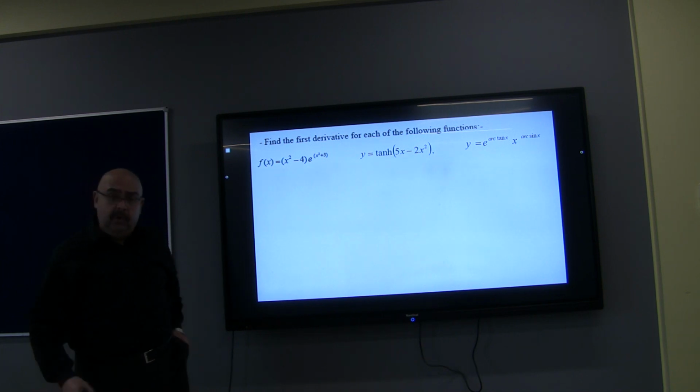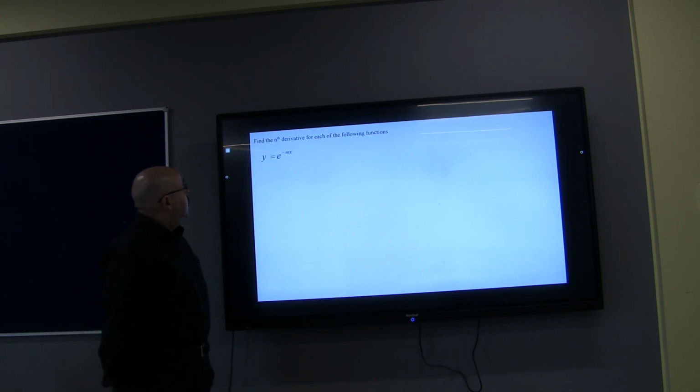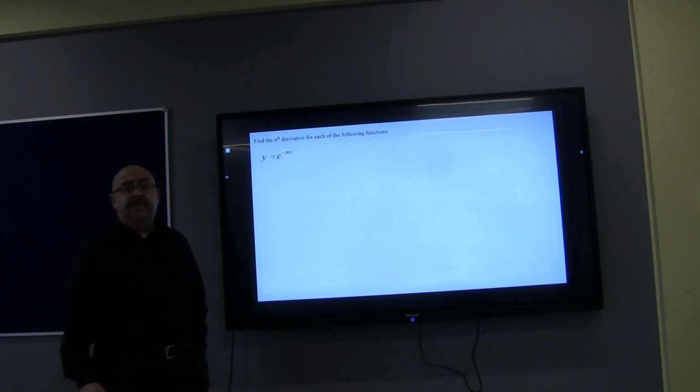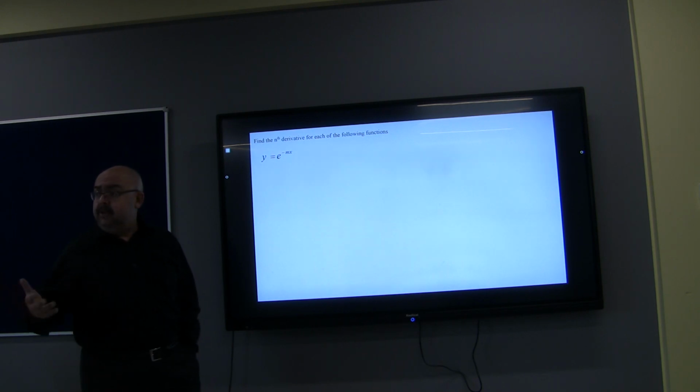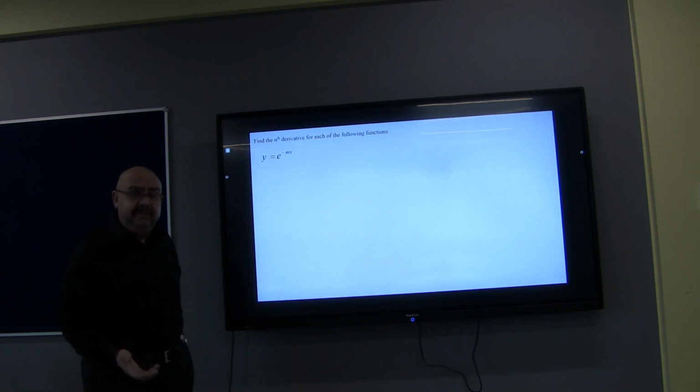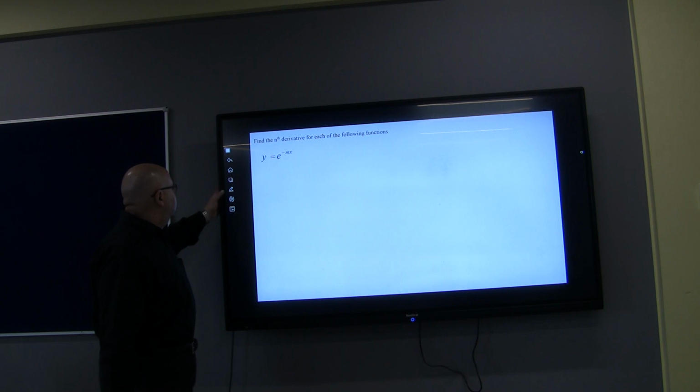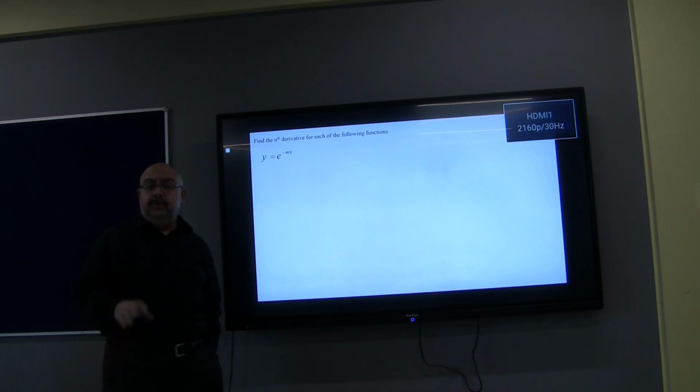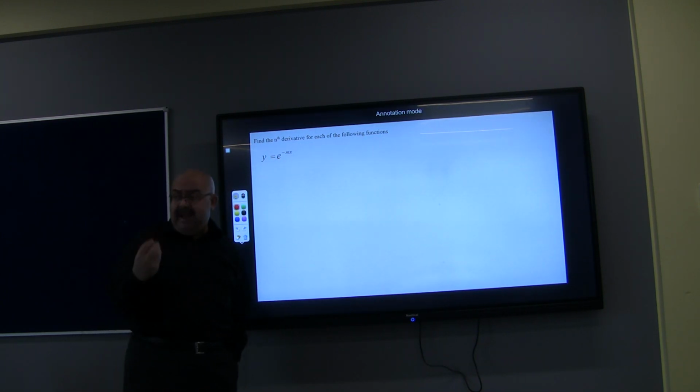We did have all of these problems. Also, I need to find the nth derivative for this function. Anyone? The nth derivative is going to be very, very simple. In order to get the nth derivative, you will have to differentiate your function more than once.